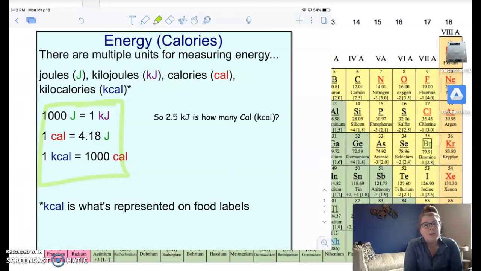So 1,000 joules is in a kilojoule. That's kind of like how 1,000 meters is in a kilometer or 1,000 grams is in a kilogram. You've got that kilo prefix. And then the same thing as 1,000 calories being in a kilocalorie. The main one here is this: 1 calorie is equal to 4.18 joules. So that's going between two completely different measurement units.